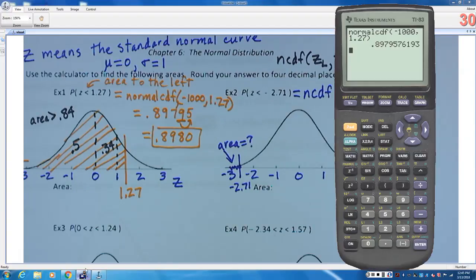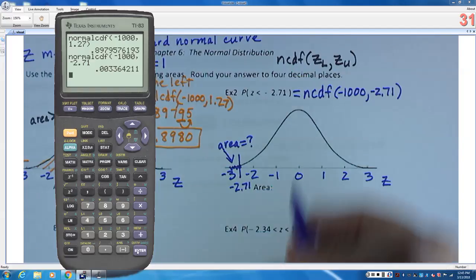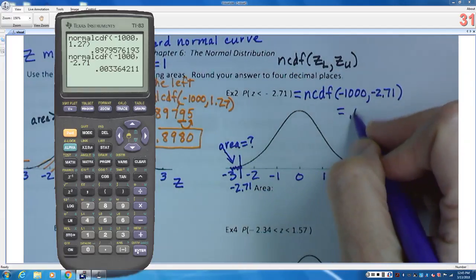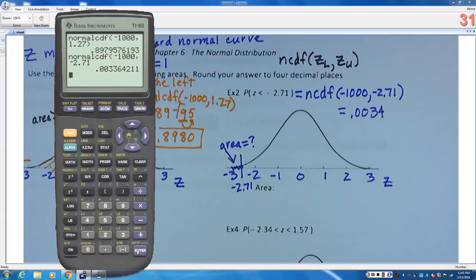Put it in your calculator. You can recall your last entry, second enter, and just change this to negative 2.71. And round to 4 places, you get 0.0034. And that's how you find probabilities for less than.